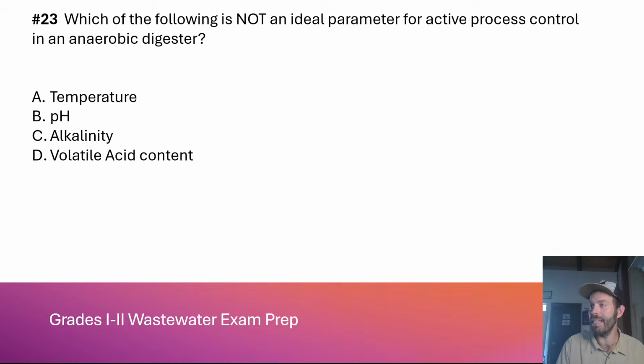And the answer is B. pH is a lagging indicator. You don't focus on that. Your temperature is important. Know the temperature ranges. Psychrophilic, mesophilic, thermophilic. Study those and what their temperatures are. Alkalinity is important, and volatile acid content is, because you have the volatile acid alkalinity ratio you have to be watching. That's a very important parameter, and that starts going sideways on you before your pH does. Your pH, like I said, is a lagging indicator, and it is not an ideal parameter for active process control in an anaerobic digester.